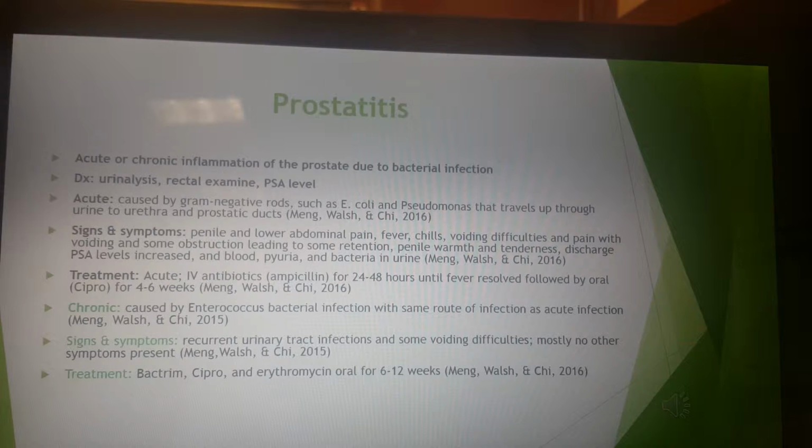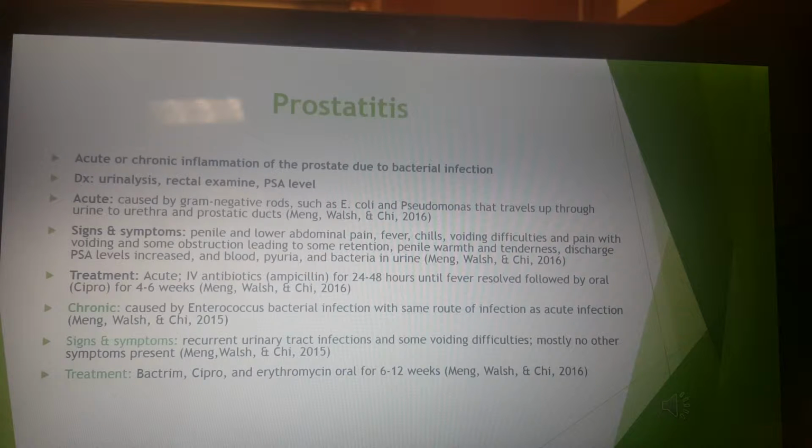Prostatitis is an acute or chronic inflammatory process of the prostate, usually due to a bacterial infection. It is typically caused by gram-negative rods such as E. coli or Pseudomonas. Diagnosis is on urinalysis, rectal exam, and a prostate antigen level.